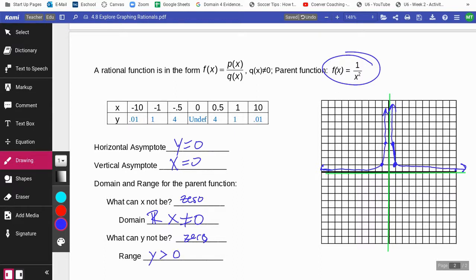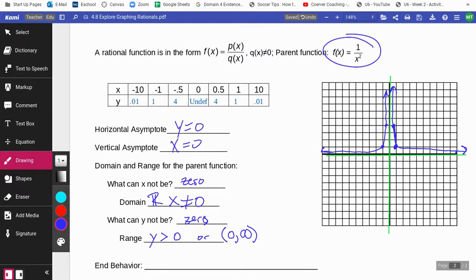Technically, we can write the range two ways: all numbers greater than 0, or in interval notation from 0 to infinity. And again, we use parentheses because it won't ever equal those two values. So you can write it either way. And then end behavior, remember, is just our HA. If we know our HA, we should know the end behavior. So this approaches 0, because as I go left, it gets closer to 0, and if I go right, it gets closer to 0.